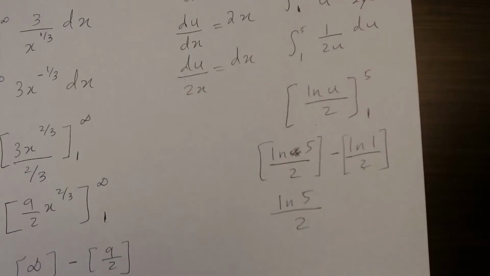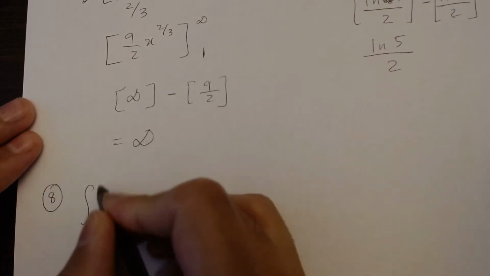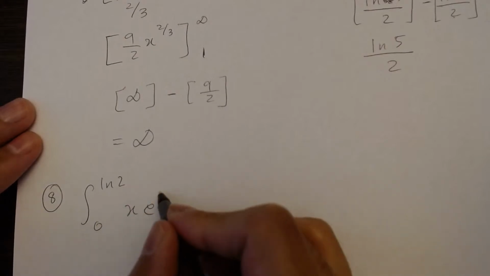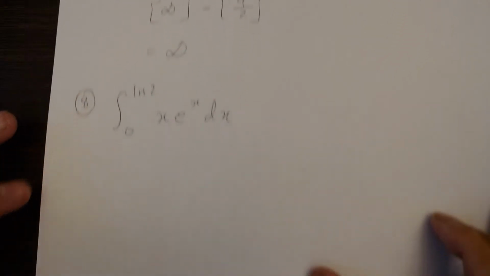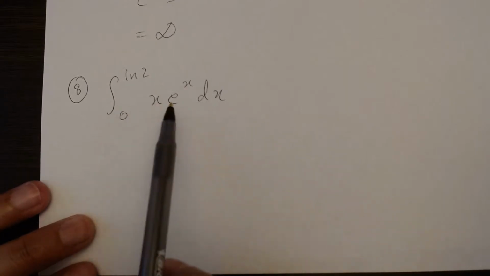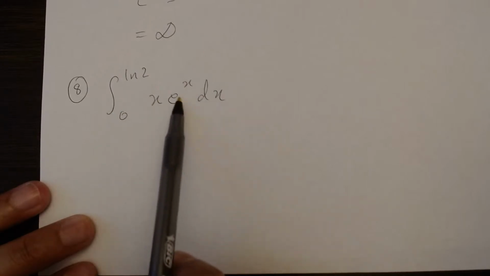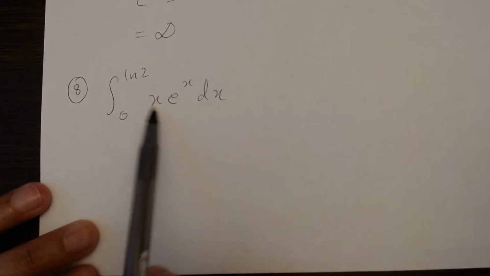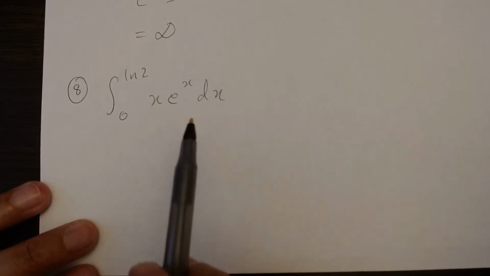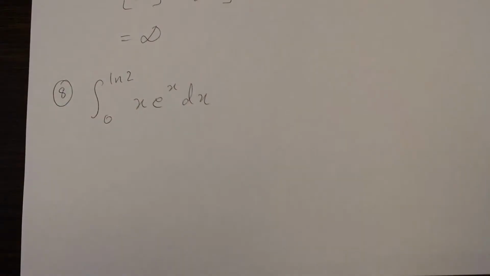Question number 8 is again another integration question. So we have the integral from 0 to ln of x e to the x dx. If I try to integrate this, if I differentiate this function, I do not get this one, and if I differentiate this function, I do not get this one, which means you cannot use substitution here, which means the only option is to use integration by parts. So integration by parts, the equation is, let me look this up really quick.